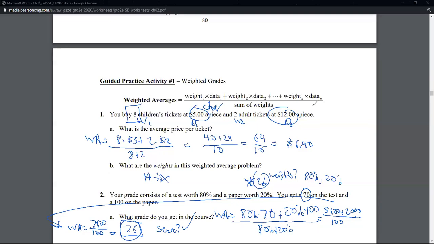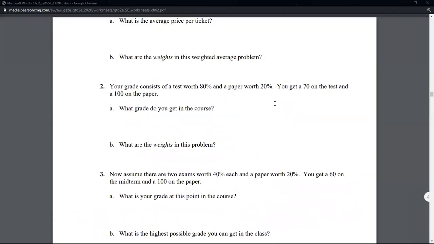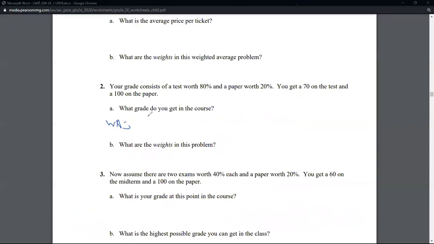All right, I wish I didn't have to clear the whole screen, but I'm gonna, because the next question is gonna relate to that. So really quickly, 80% times the 70 plus the 20% times the 100 over the 80% plus 20%, we got a 76 as our grade. I just want that up there. And I still didn't give myself enough room. Dang it.